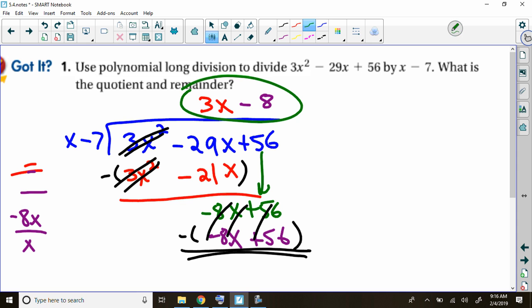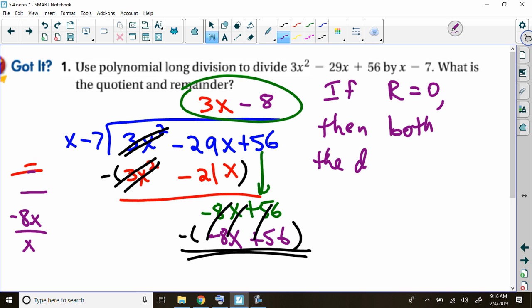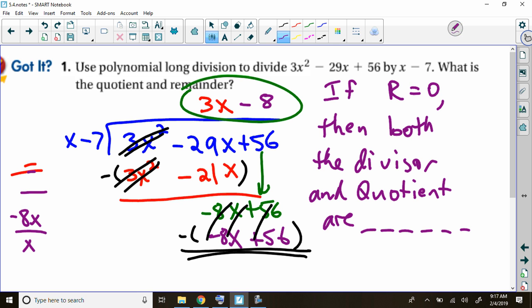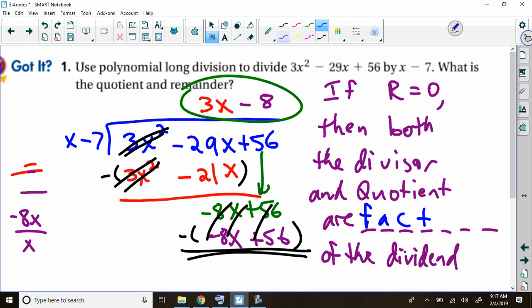That's it. Now something very profound happens when the remainder is 0. If the remainder equals 0, then both the divisor and quotient are blank of the dividend. See if you can fill in the blanks there. If the remainder is 0, then both the divisor and the quotient are something of the dividend. Looking for an F word. Factors.